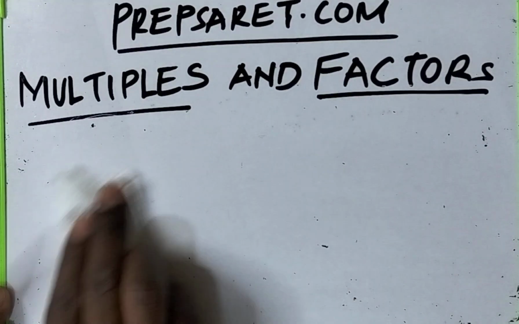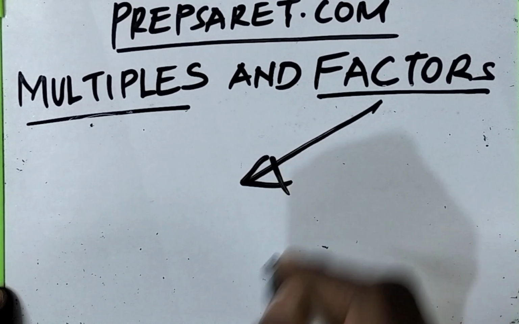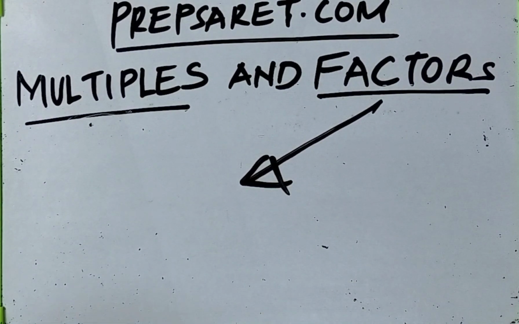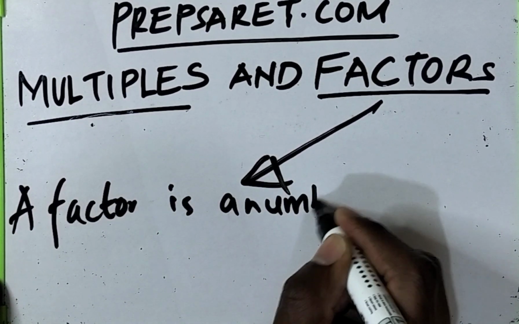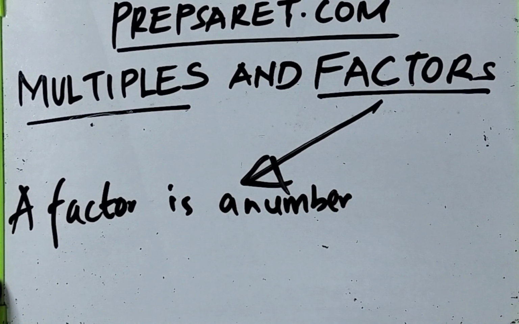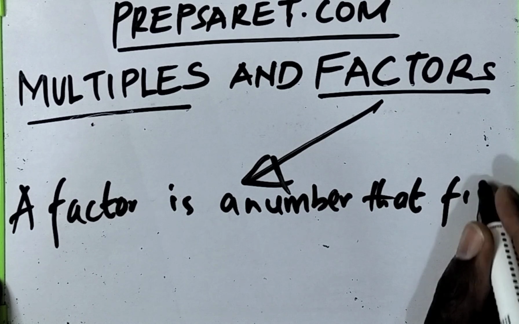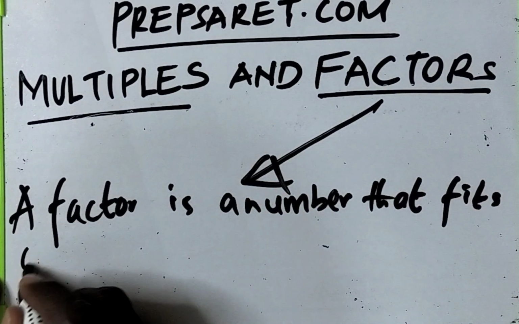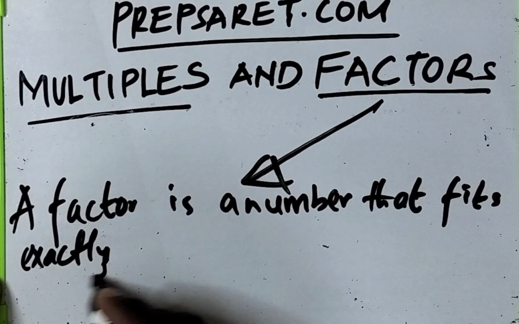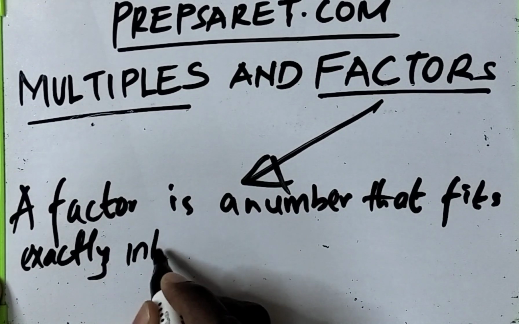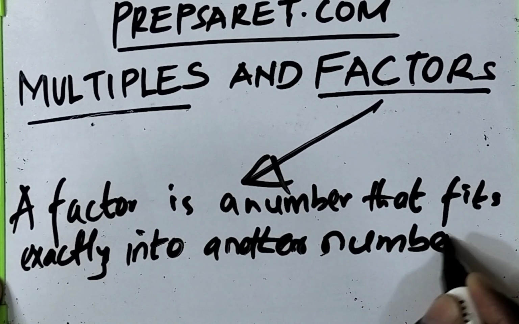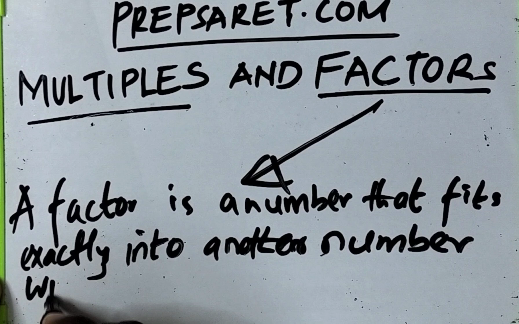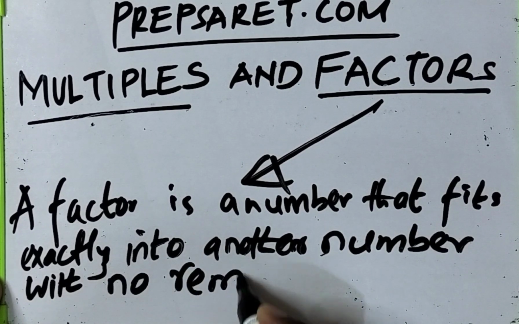Let us define factors. We want to define what a factor is. A factor is a number that fits exactly into another number with no remainder.